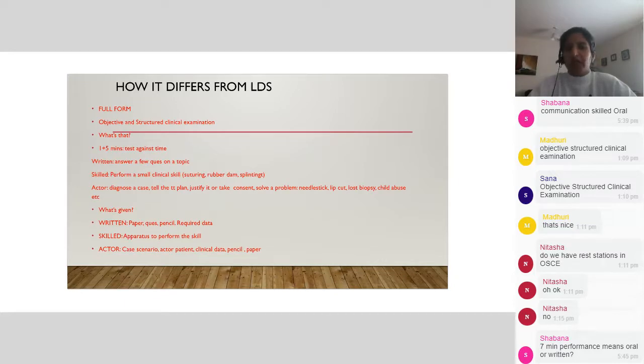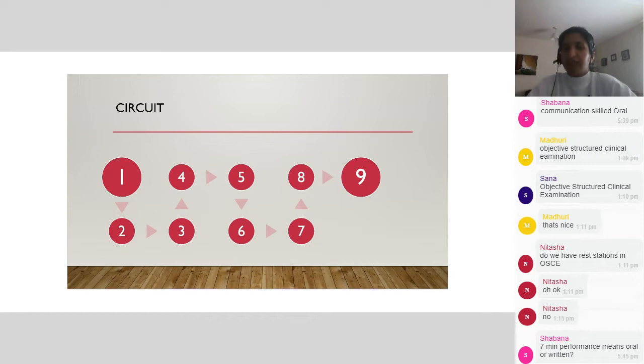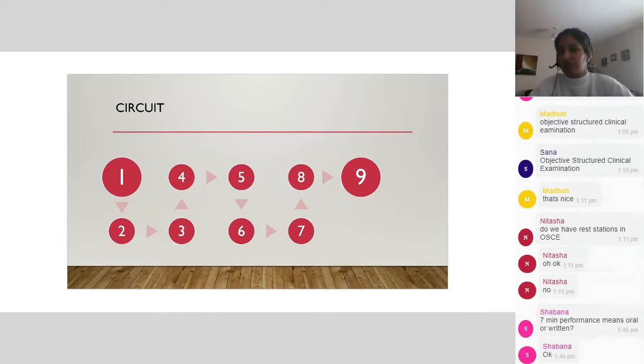Now, it can either be actor, it can either be written, it can either be skilled. Every station will be different. So it may either be oral or written. Like three stations will be actor, three stations will be skilled, and three stations will be written, something like that. Now you move in a circuit, as I told you. So you will have a circuit of 12 stations.